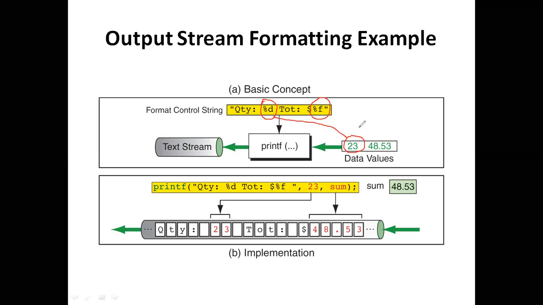And 48.53 is of which type? Floating point type. That's why we are indicating it as percentage f.